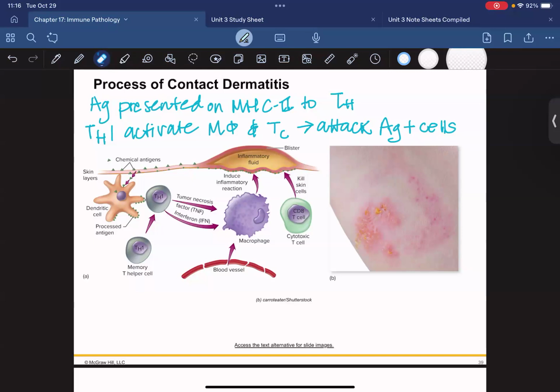But the hives that you get from allergies versus this oozy damaged skin reaction that you get from contact dermatitis is because your cytotoxic T cells and your macrophages are going out and destroying the tissue like they would in a normal CD8 T cell response.